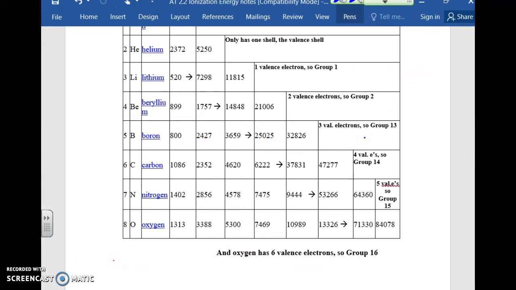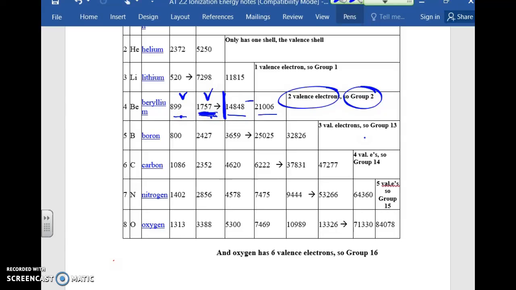Beryllium. The first is 899, the second is 1757, 14,848, and then 21,006. Again, this is a big jump here, but I'm not even doubling this. This is the big jump. I'm increasing this probably at least 8 times. So that means there are 2 low energies, and that means there are 2 valence electrons. So that means group 2.